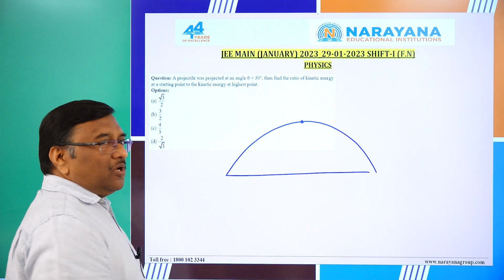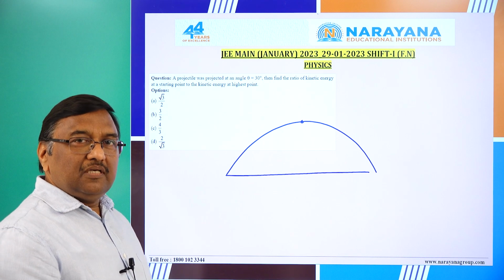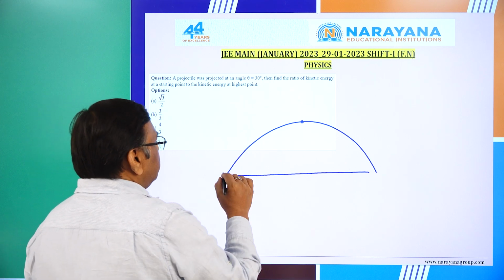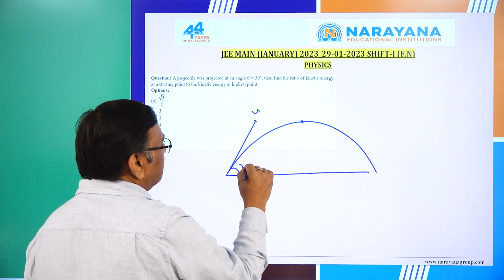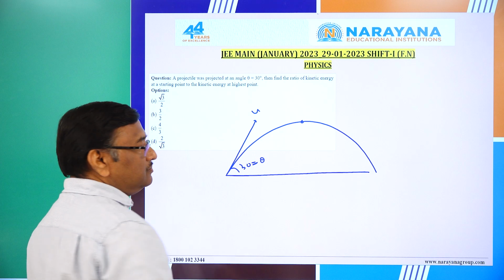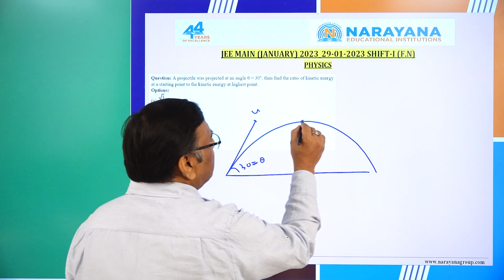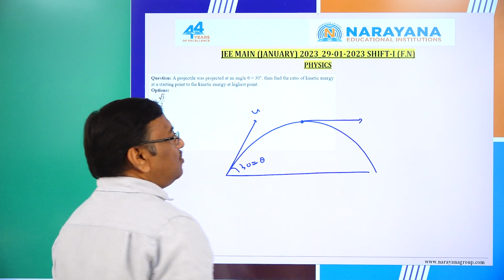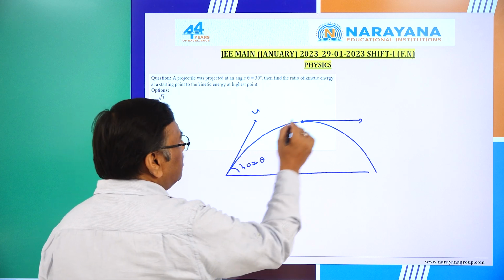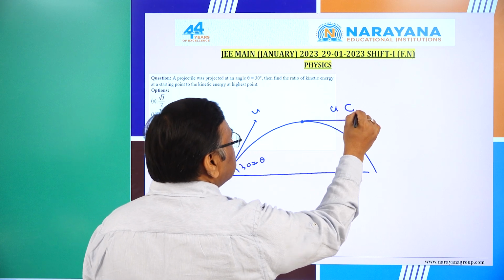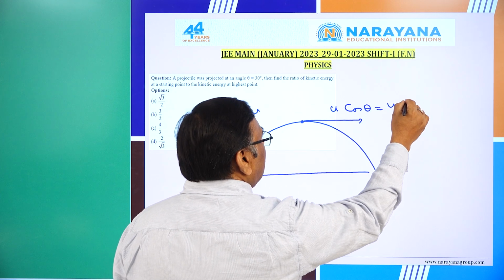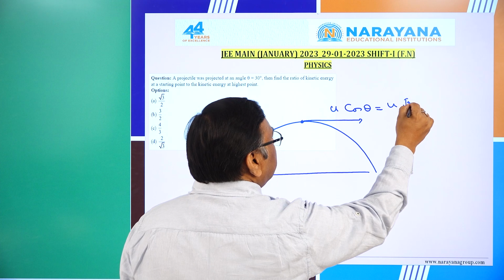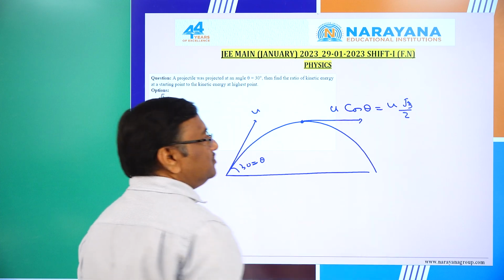So we know the velocity of the body in the horizontal direction is going to be constant, isn't it? Suppose the body is projected with speed u at an angle theta with the horizontal, given to be 30 degree in the question. Once the body reaches the highest point, as there is no horizontal force, the horizontal component is constant. So it is going to be u cos theta, rather u cos 30 degree, and cos 30 we know is root 3 divided by 2.